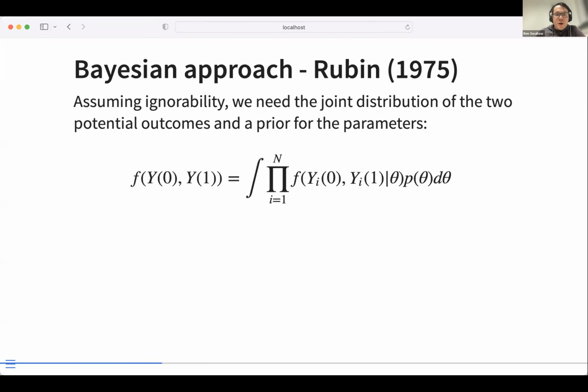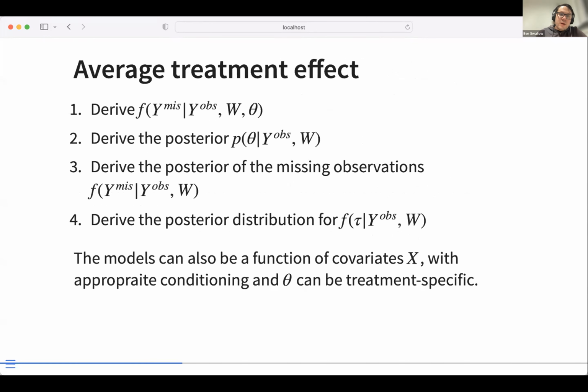So we start off with a joint model f(Y_i(0), Y_i(1)), which determines the joint model over both treatment types, and that is the same for the observed and the missing values. The approach is then to derive the missing values given the observed values. We then derive the posterior of the parameters given the observed values and the allocation mechanism. Next, we again draw the missing values given the observed values, and from that we can derive the posterior distribution for tau. This is within an MCMC framework, and we're directly able to account for uncertainty in both the parameters and the missing values.